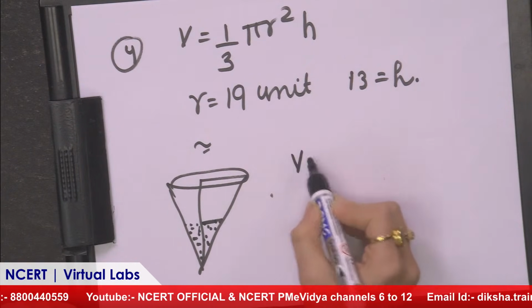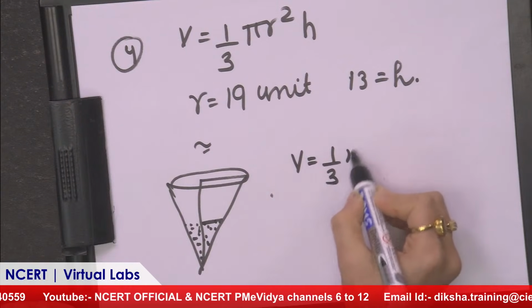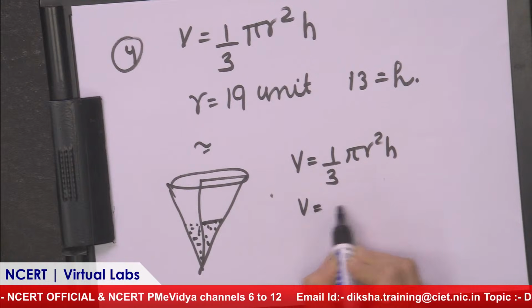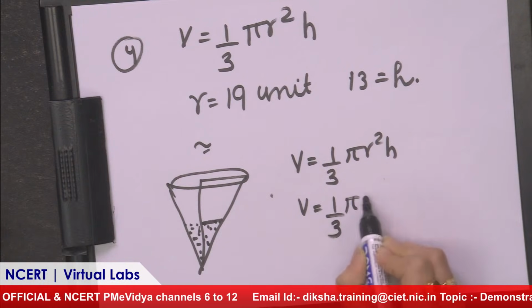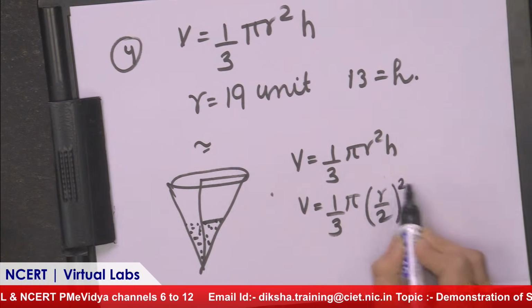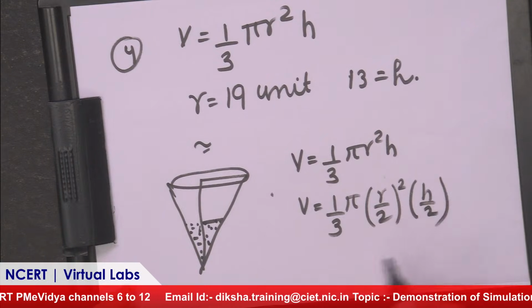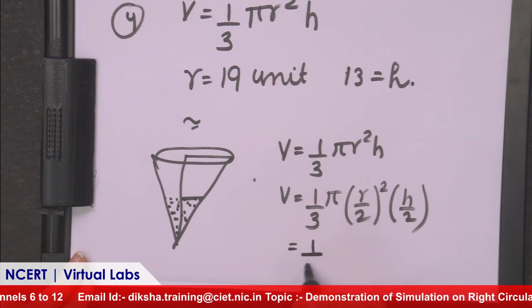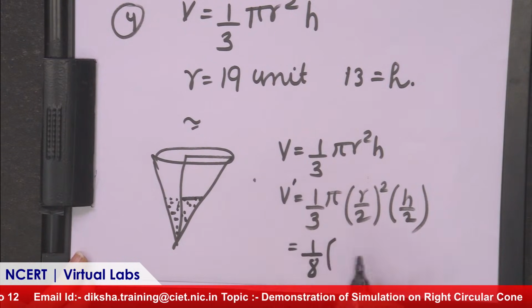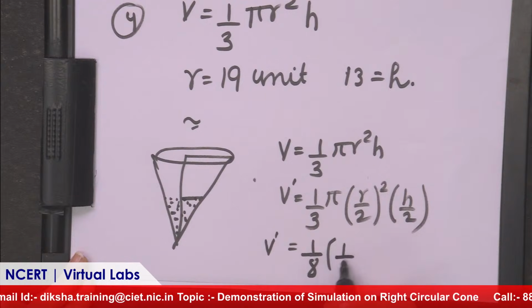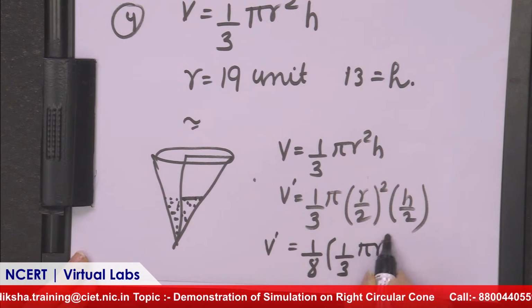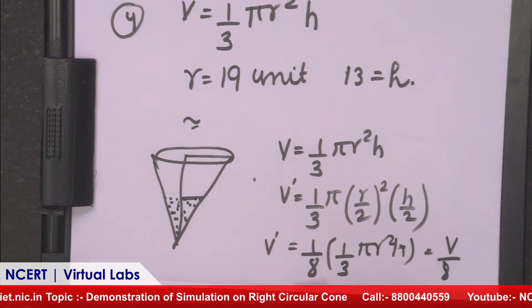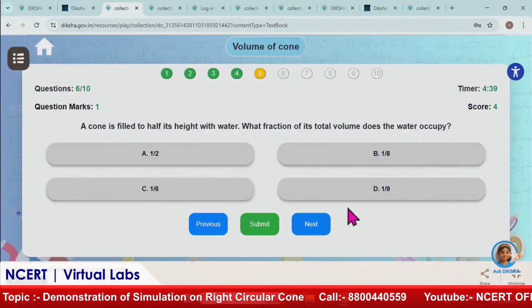So our previous formula of the volume will be 1/3 pi r square h. Now the radius and height are halved. So it will be 1/3 pi (r by 2) square into (h by 2). So this way V dash is 1/8 of 1/3 pi r square h. So it is 1/8 of the original. So this way we can choose the correct option, which is B.